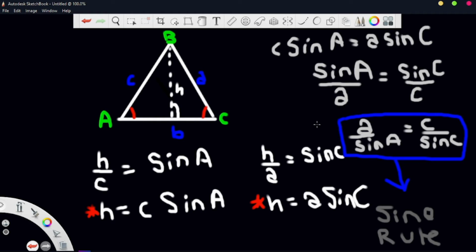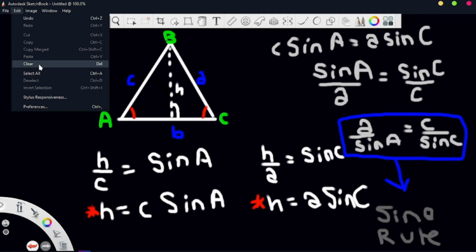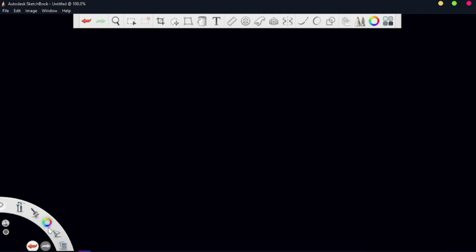So when can we use our sine rule? To find angles, if one angle and the two sides non-adjacent are given, or to find a side if two angles and one side are given. So what does this mean? Let's go over one question.